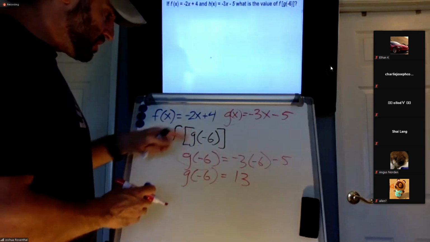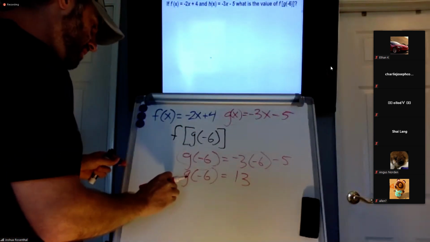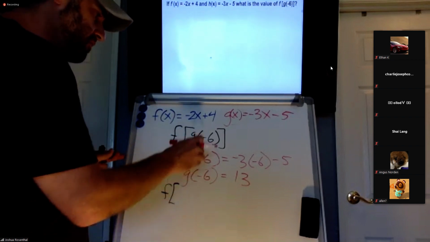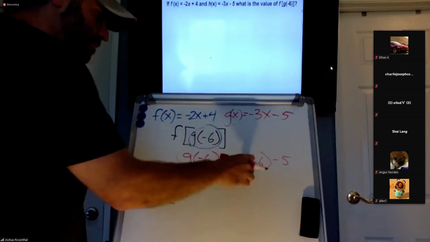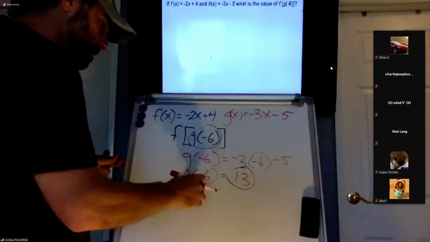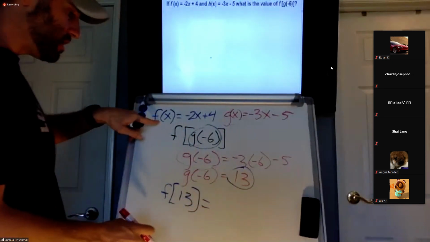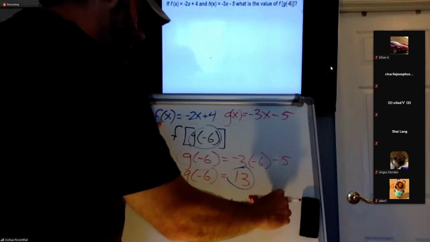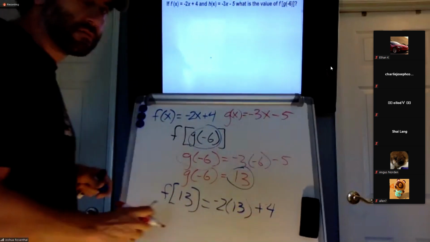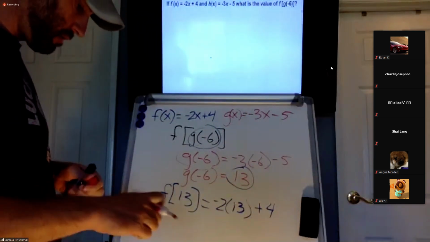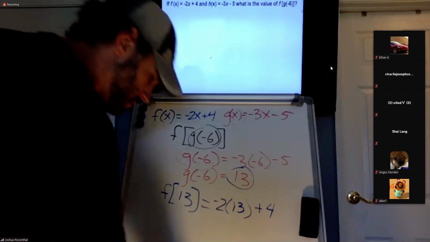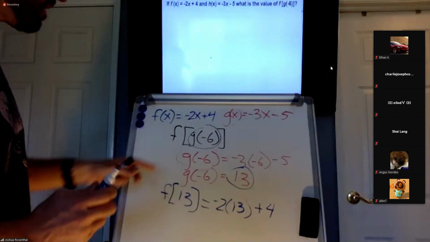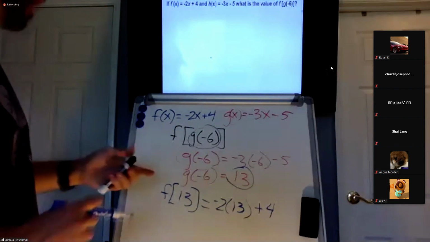F of 13, so I'm going to rewrite this as f of, take this out and put this in. F of 13 means I'm going to use this equation and substitute 13 for the x. What? Why wouldn't I do that? No, I'm just confused. Okay, hold on.